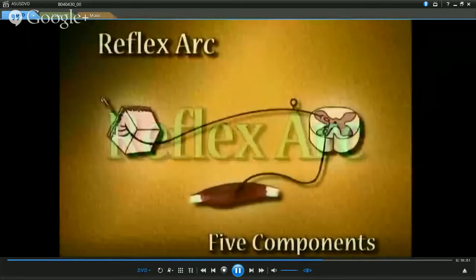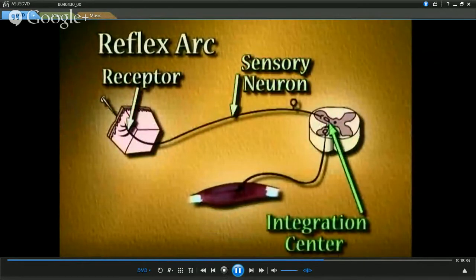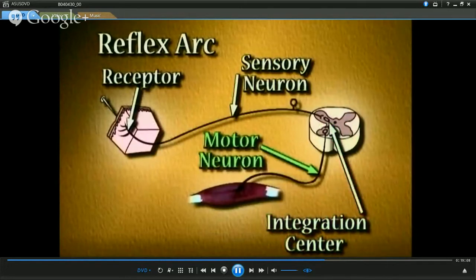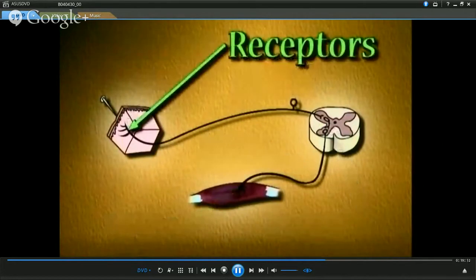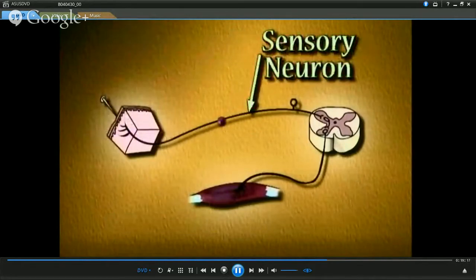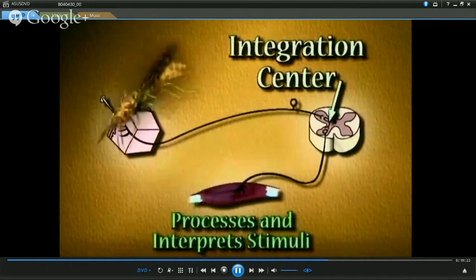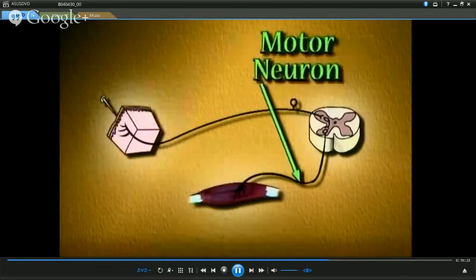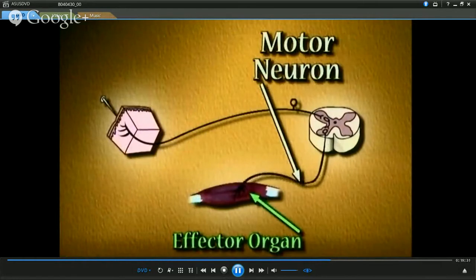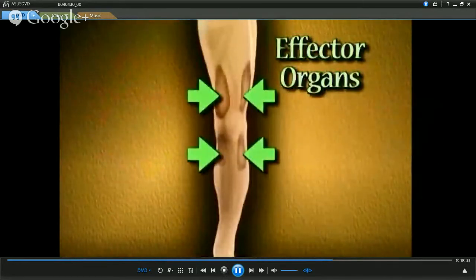Every reflex arc has 5 components: a receptor, a sensory neuron, an integration center, a motor neuron, and an effector. Receptors, which we've already talked about, detect stimuli. A sensory neuron transmits an impulse to the central nervous system. The integration center is located in the CNS and processes and interprets the stimuli. The motor neuron transmits an impulse from the integration center to an effector organ. And finally, the effector organ, usually a muscle, responds to the stimuli by contracting. Like when a hammer whacks your knee, the effector organ, the muscles around your knee, contract.